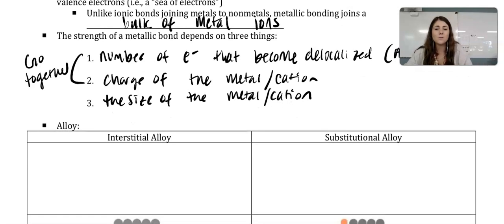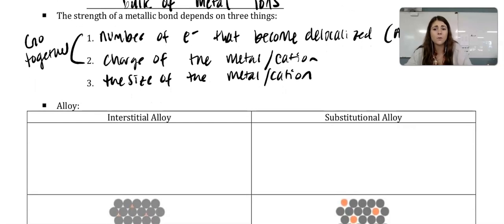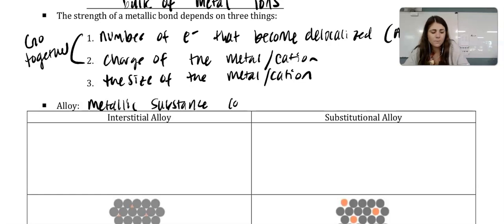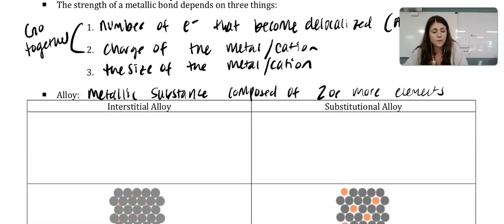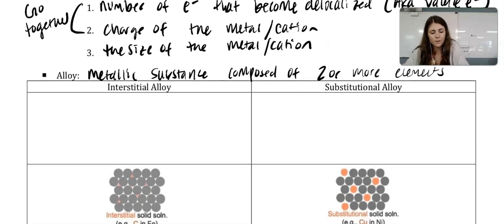All right, so let's talk about the 2 different alloys now. In case we don't know what an alloy is, it's a metallic substance composed of 2 or more elements. We do have 2 types. Our first one is called interstitial alloy, and the other is substitutional. So let's talk about interstitial.